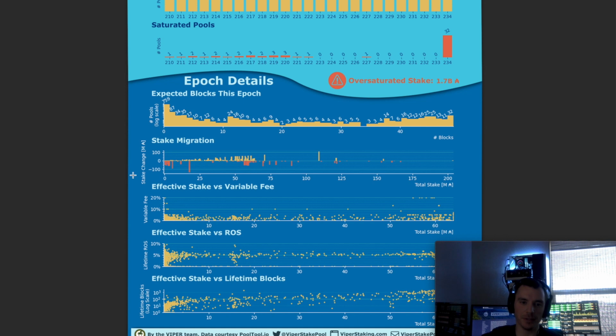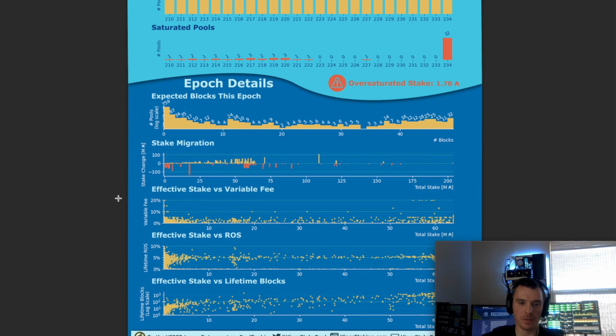Moving down to stake migration, this shows how stake has moved between stake pools since the last epoch. So negative values here shown in red shows stake that has left a pool, and values shown in yellow that are positive is stake that has entered a pool. The x-axis is the total stake in each pool in millions. On the y-axis, we have the stake change in millions of ADA.